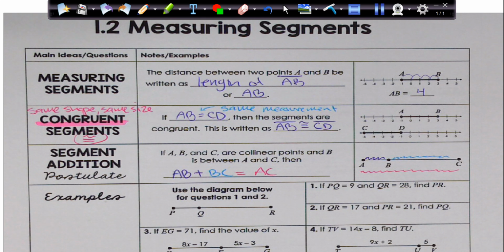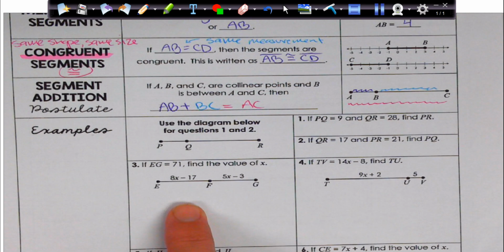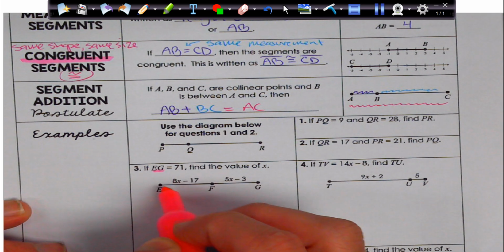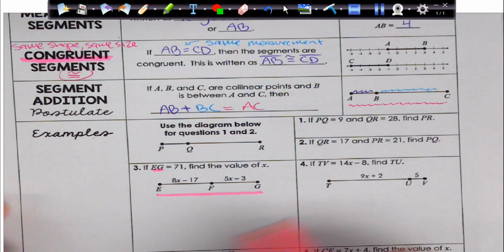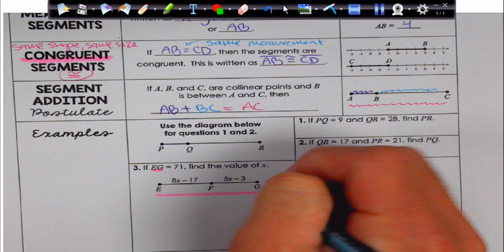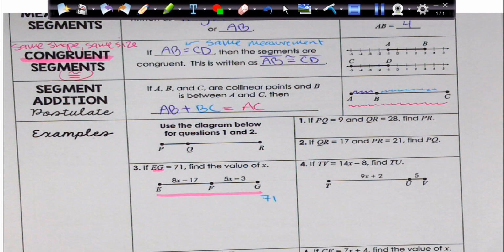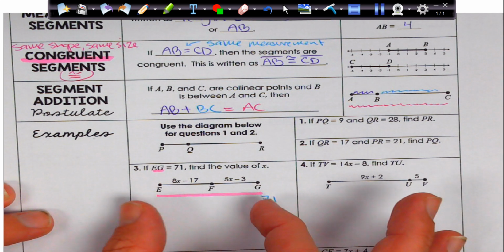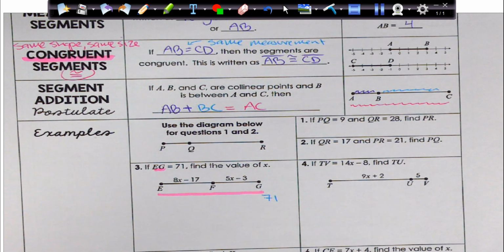And then we run into some examples. We're not going to do every example here. I'm going to just skip to number 3 right here, and it says, if EG, now this is where highlighters are very important. So EG is the whole thing, and EG is 71. All right, so basically we have to find some sort of equation that we can create to then solve for x. And that's really a huge part of geometry: can I create an equation so I can then solve for x? Well, I know this little piece, I know this little piece, and I know the whole thing. Can I set up an equation? The answer is yes, I can.